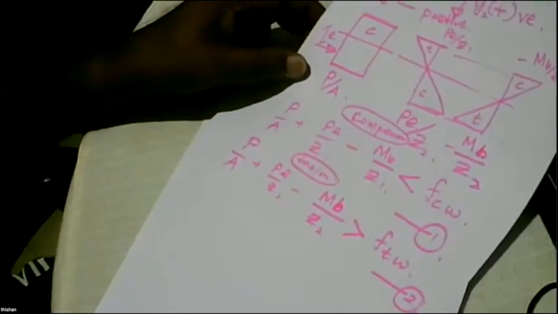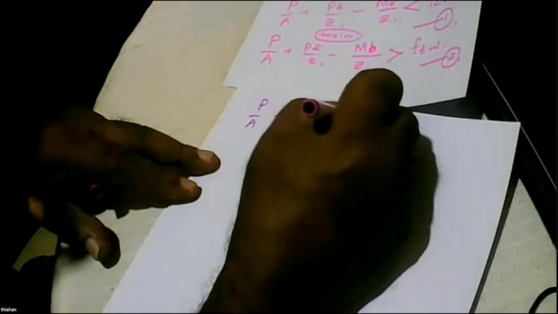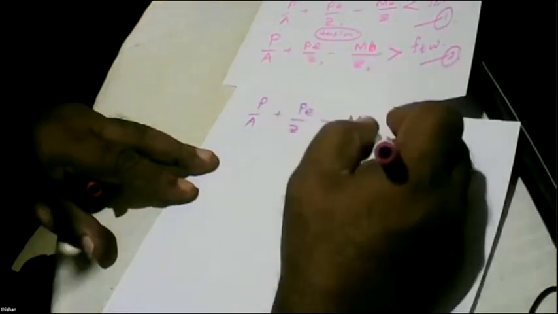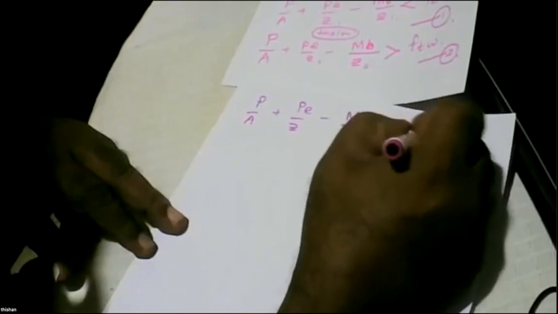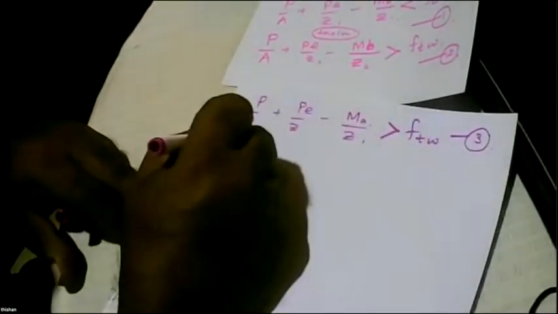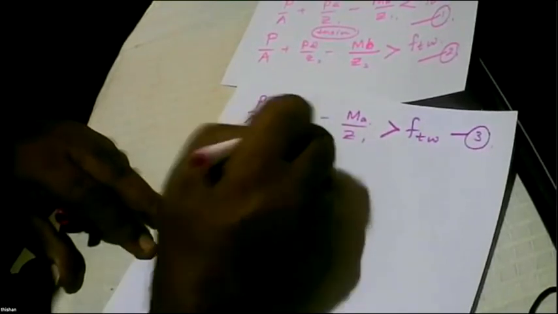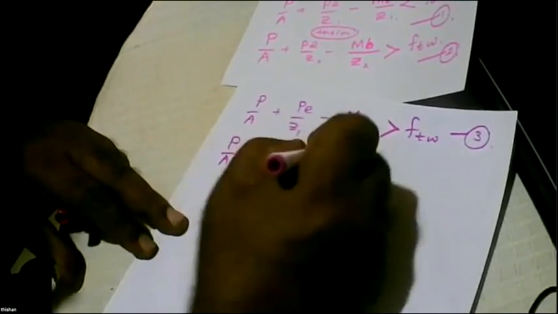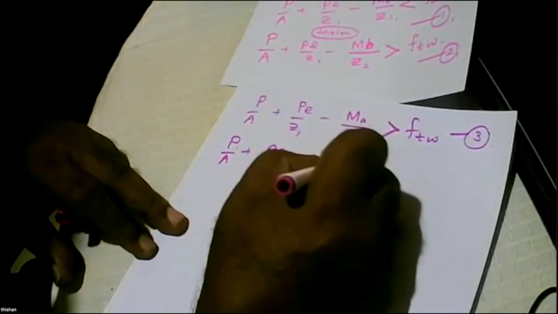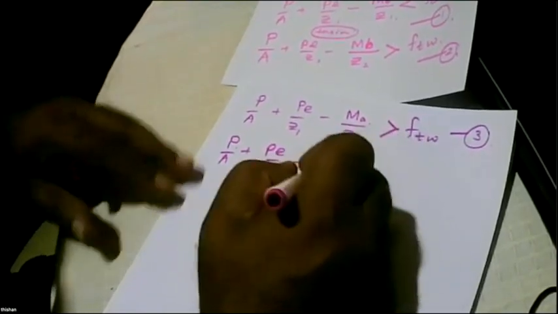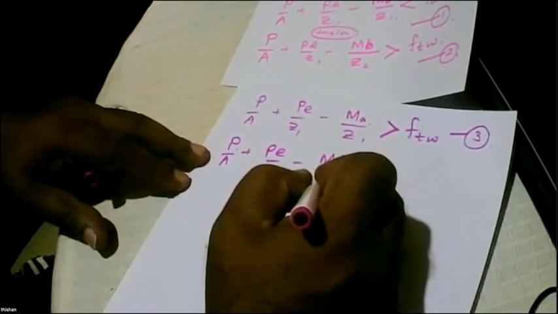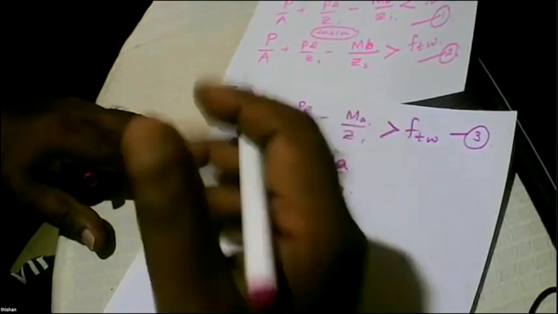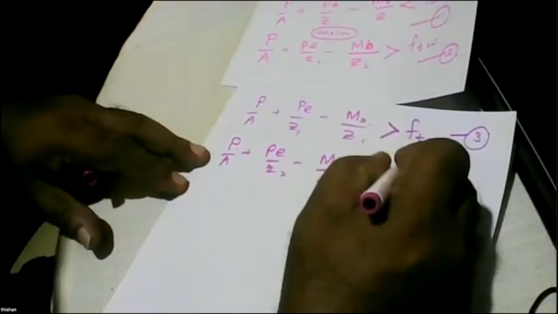So what happens now is, again you get the same equation, P over A plus Pe over Z1 minus MB, MA over Z1. Now what's going to happen? Now it's not going to fail in compression, it's going in the other direction, so it's going to fail in tension, FTW. So this is equation number 3. Then you get another equation, P over A plus Pe over Z2 minus MB over Z2, MA over Z2. Now this is the bottom fiber failing in compression. Because we are talking about a minimum, it has to be less than F compression.